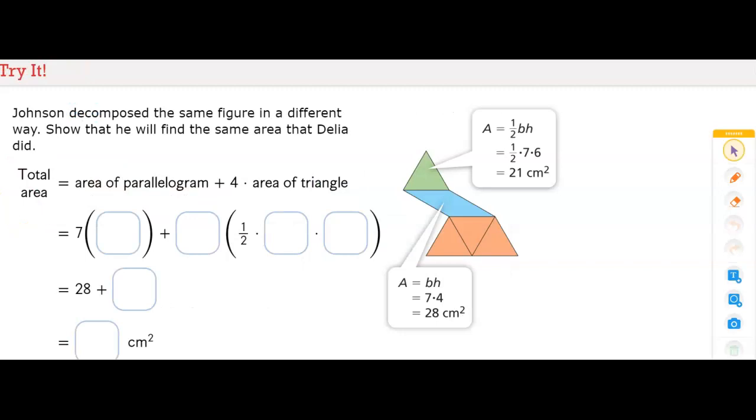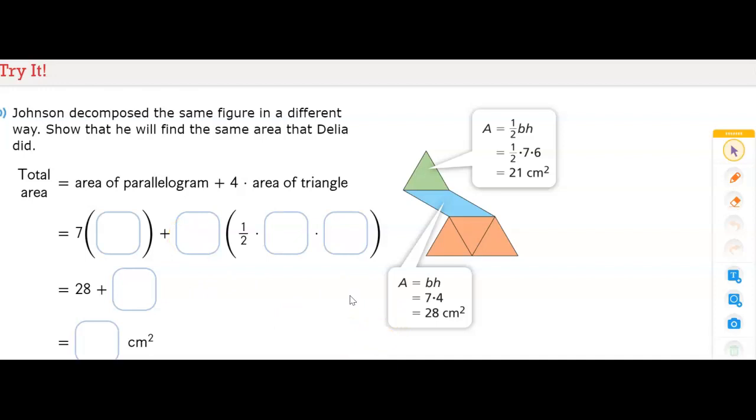Johnson decomposed the same figure in a different way. Show that he will find the same area that Delia did. Okay, so Johnson has the area of a triangle, an area of a parallelogram, and then he broke up this bottom figure into 1, 2, 3 triangles. So first, the area of the parallelogram.